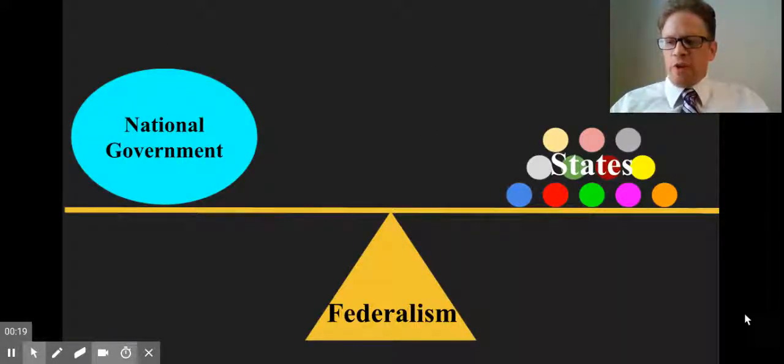The U.S. embrace of federalism produced a compromise between an extreme concentration of power by a central government and a loose confederation of independent states by sharing power between national and state governments.